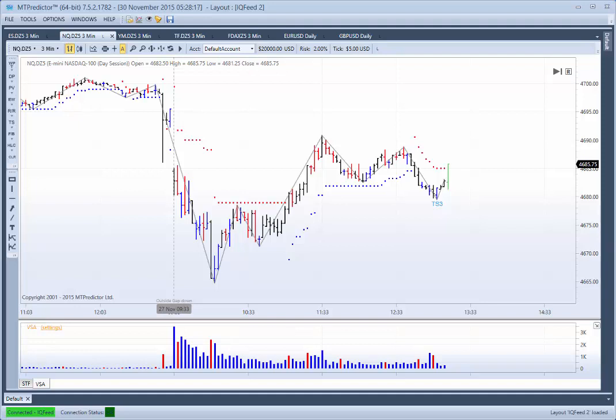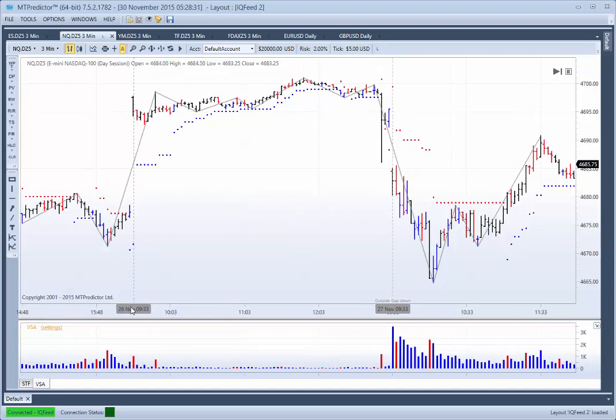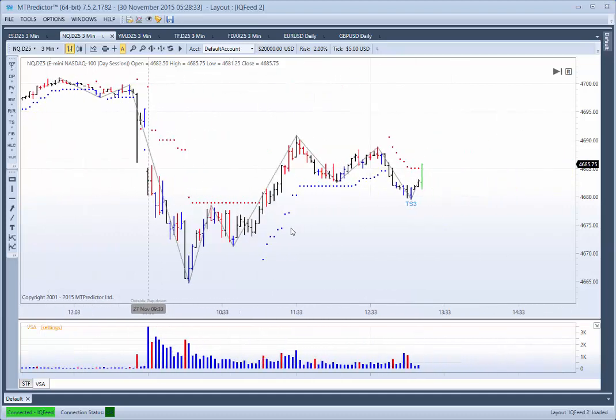In today's MTPredictor video, I'd like to look at how the NQ in particular unfolded yesterday, which was actually Friday the 27th November. Now this was actually a short trading day because it came on the day after Thanksgiving. Thanksgiving was actually on the 26th. So many traders may not have actually been around trading. They may have been at home with friends and family.